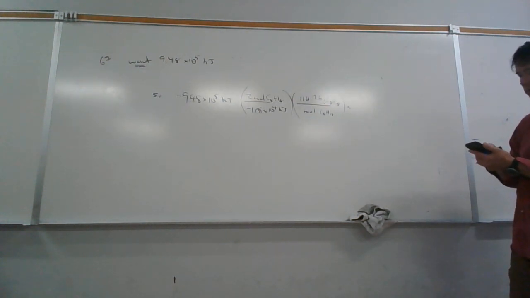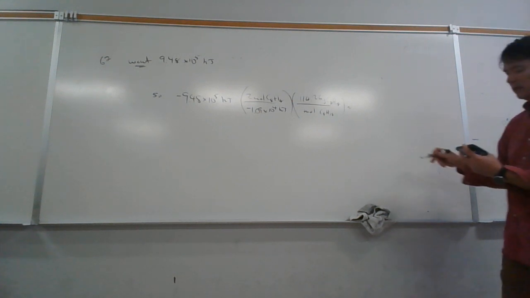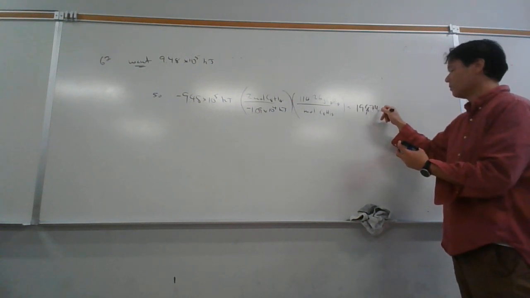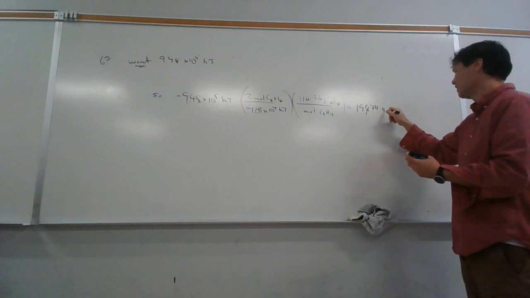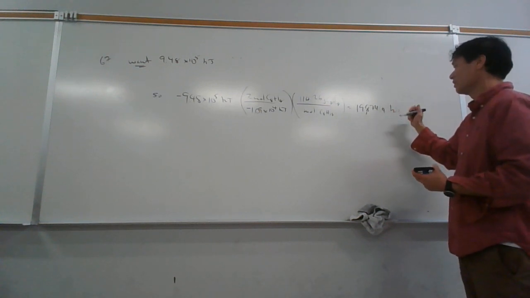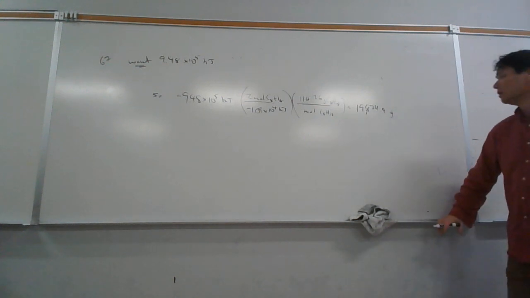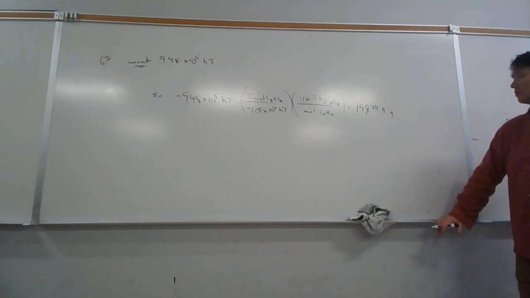And so times 2 times 9.48 times 10 to the fifth divided by 1.09 times 10 to the fourth. And I get 19,874.9 kilojoules, or not, sorry, grams. 19,874, so 19 kilograms.